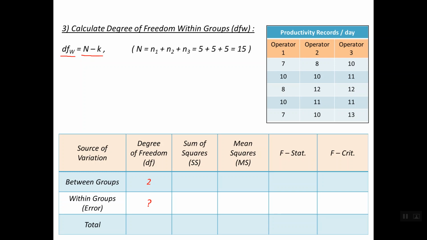And we know that we have 5 observations or 5 replicates for each operator. So the total, or the capital N, is equal to N1 plus N2 plus N3. And each of these is equal to 5, so the capital N is equal to 15. And we know regarding the K, it is the number of groups, and we have 3 groups. So we can substitute: degree of freedom within is equal to 15 minus 3, which is simply equal to 12.